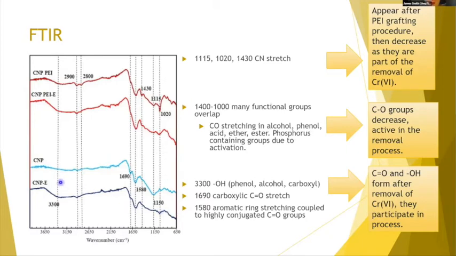So just for example, right here at this 3300, you can see in the initial it's flat, but then the intensity moves here. So that shows us that OHs are appearing on the surface.